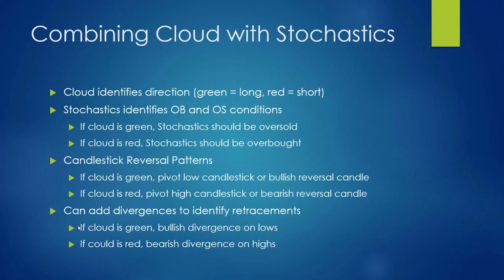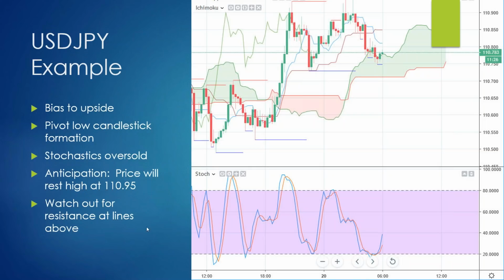For example, if the cloud is green, you would want bullish divergence on the lows. If the cloud is red, you would want bearish divergence on the highs. Okay? So here's an example on the USDJPY. The bias is to the upside because the cloud is green.